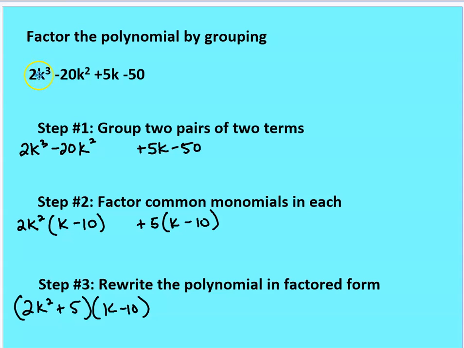Okay, so I'm going to group first and second again. I group the two pairs of terms. Then I'm going to factor the common monomials in each. And then I'm going to rewrite as a polynomial in factored form. So you can copy this down. I'm going to give you one more example, and then I'm going to give you some classwork.